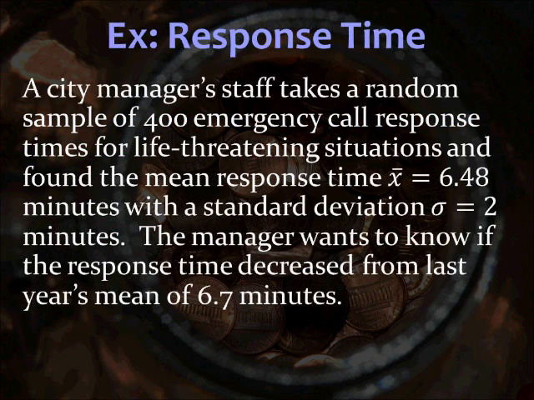All right, it's response time. A city manager's staff takes a random sample of 400 emergency call response times for life-threatening situations and found the mean response time x-bar equals 6.48 minutes with a standard deviation sigma equals 2 minutes. The manager wants to know if the response time decreased from last year's mean of 6.7 minutes. The idea behind it is he wants to get the response time down to save more lives, and he's going to take measures if it's not reduced.